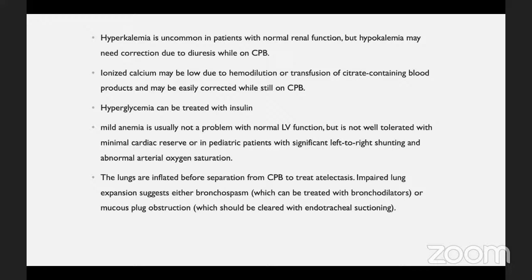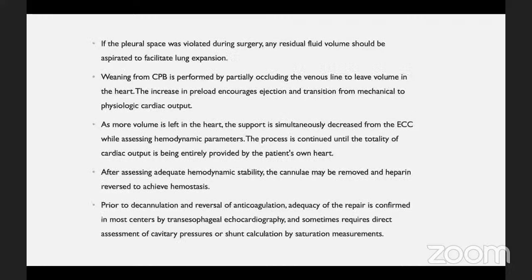The lungs are inflated before separation from bypass to treat atelectasis. Impaired lung expansion suggests either bronchospasm, which can be treated with bronchodilators, or a mucus plug obstruction, which should be cleared with endotracheal suctioning. If the pleural space was violated during surgery, any residual fluid volume should be aspirated to facilitate lung expansion.